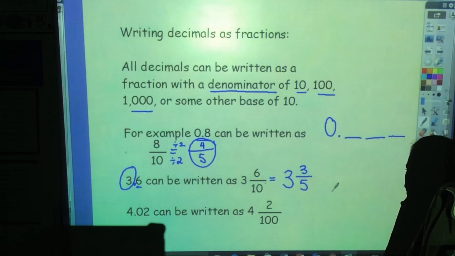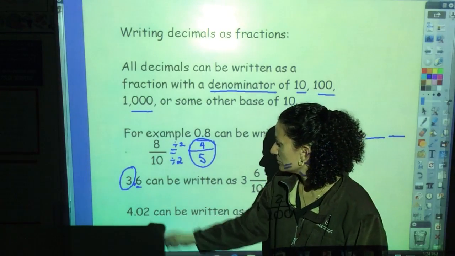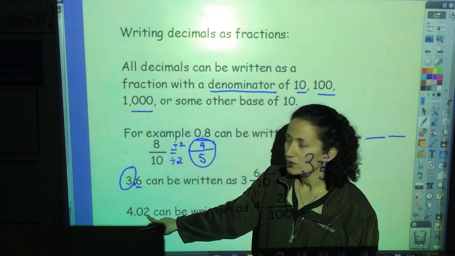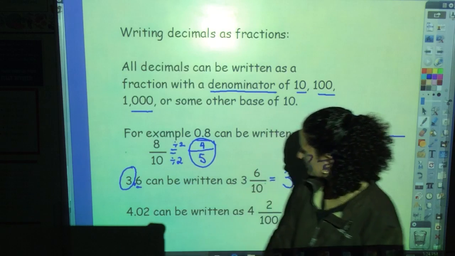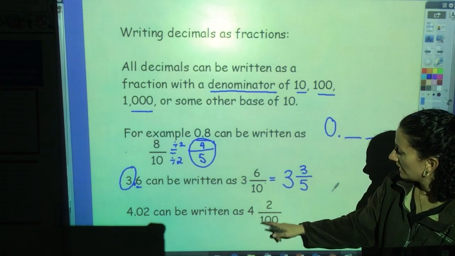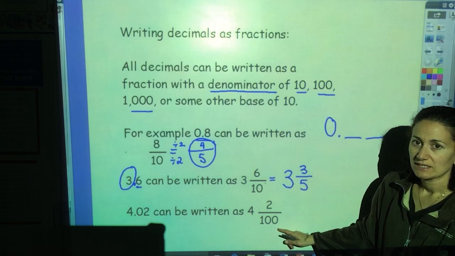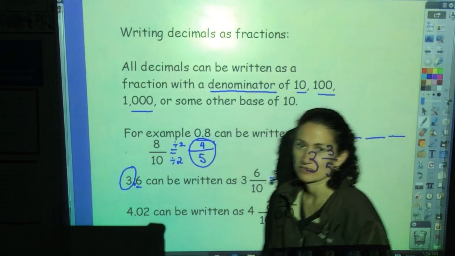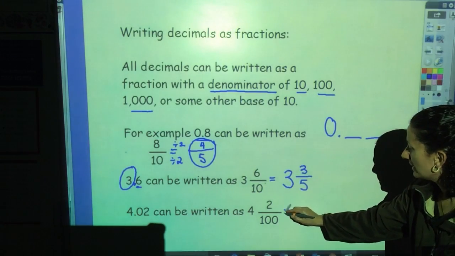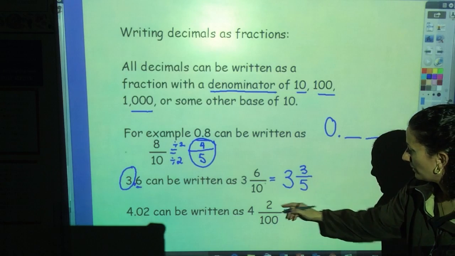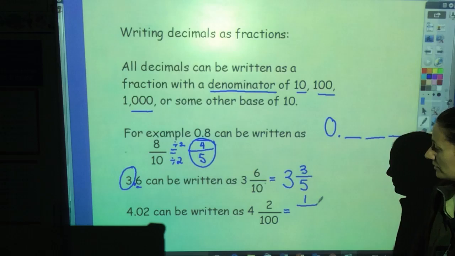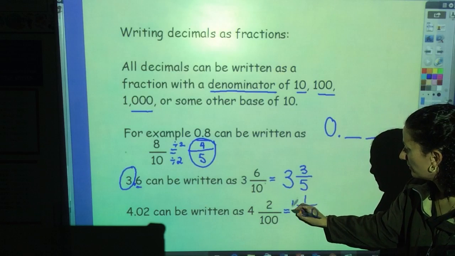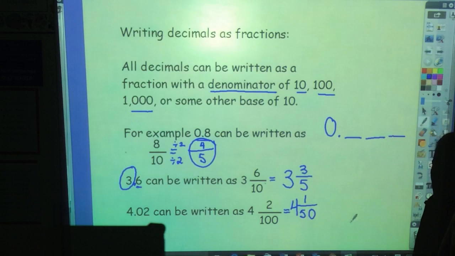One more example for your notebook where you practice. 4.02, okay? We know to read that, we would read it as 4 wholes and 2 hundredths, because 2 is in the hundredths place. So we would write it as 4 and 2/100 this time. The bottom number, or the denominator, is 100 because our 2 is in the hundredths place. All right, let's simplify it. We can, again, divide by 2. If I divide by 2, I would get 1 on the top for my numerator, and 100 divided by 2 would be 50. Let me bring over my whole. So my final answer is 4 1/50.